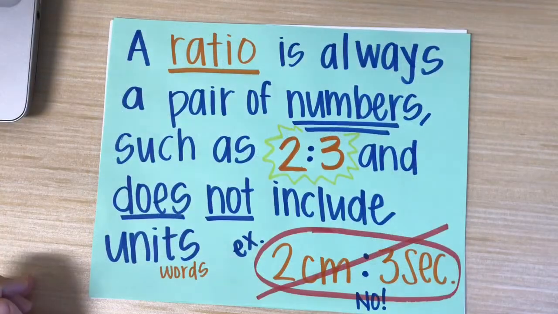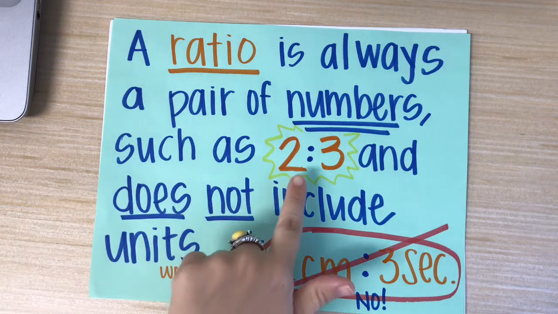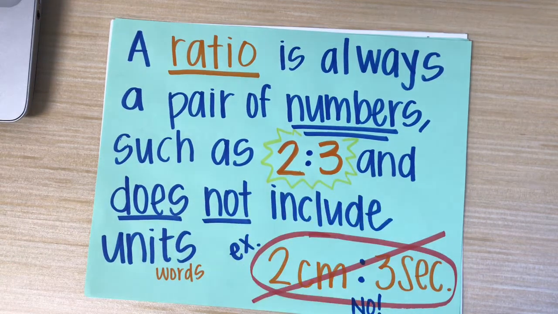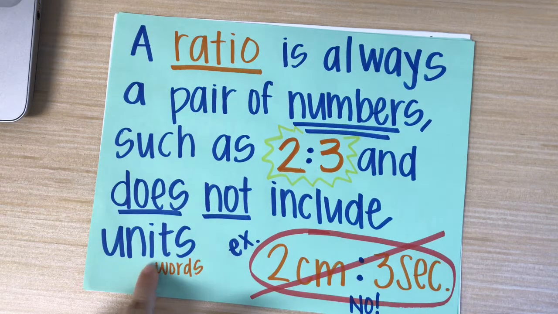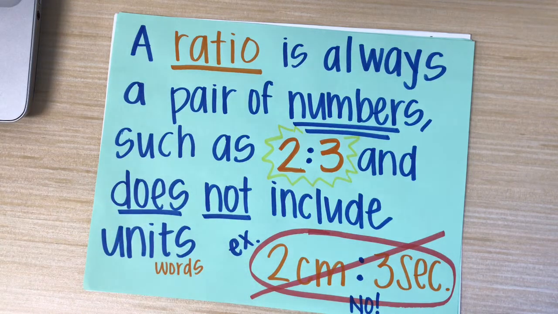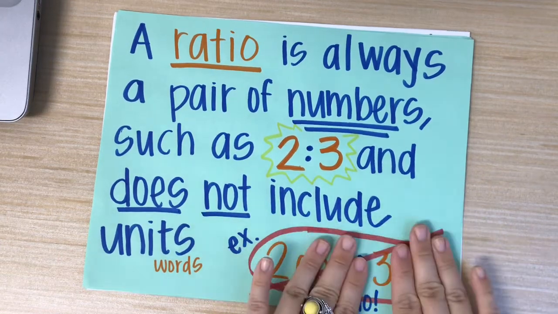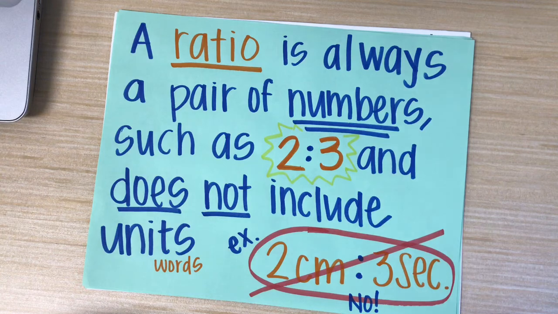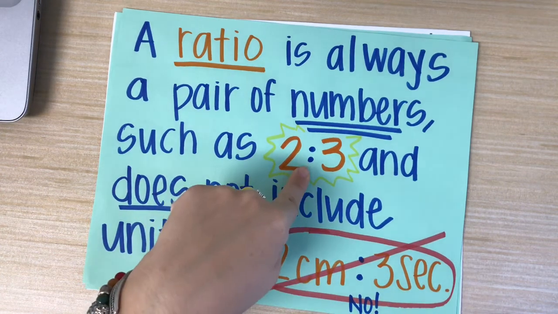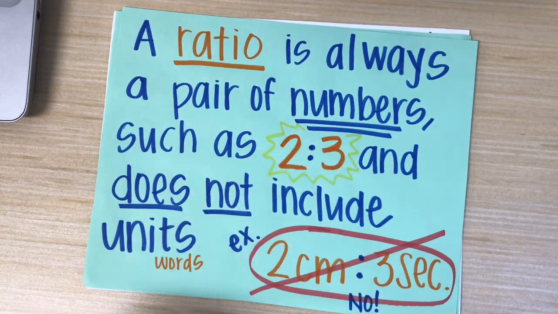One quick thing that I want to go over before we start this lesson is that a ratio is always a pair of numbers, for example, 2 to 3, and does not include units or words. A non-example of this is this example here that says 2 centimeters to 3 seconds. This example has words or units included. There are no words or units included in the ratio. It is just the numbers. So we would just simply write 2 to 3.